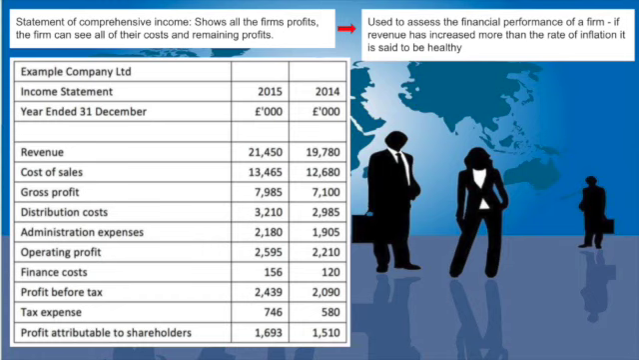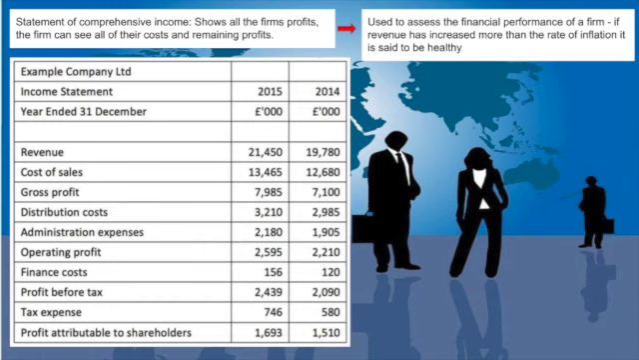So let's look. You can see the revenue. We'll look at 2014, for example, 19,780. Then you have the cost of sales, 12,680. If you do the formula for gross profit, you get the gross profit, as you can see, 7,100. Then you do the formula for operating profit, so gross profit minus any other operating expenses, which in this instance is distribution cost, administration expenses, and you get your operating profit.